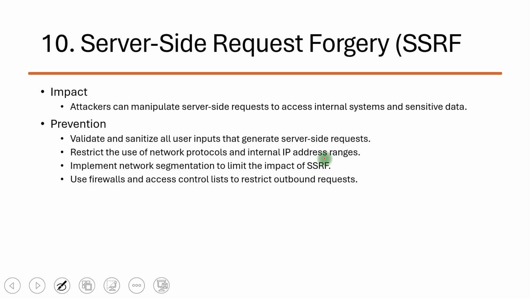So this is where we have come to the end of all the top 10 OWASP reported security threats. We have talked about impact and prevention. Many of these prevention mechanisms you see are common throughout all. So if we employ a couple of them, we will be able to save ourselves from most of them.